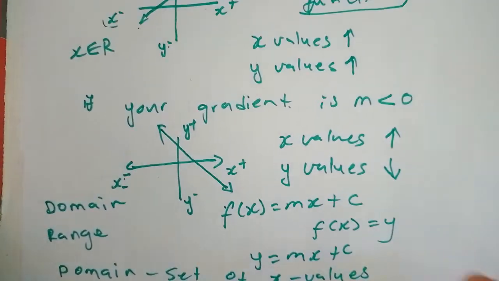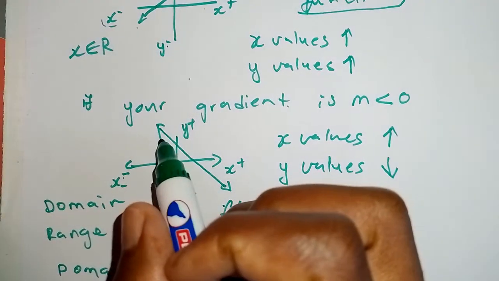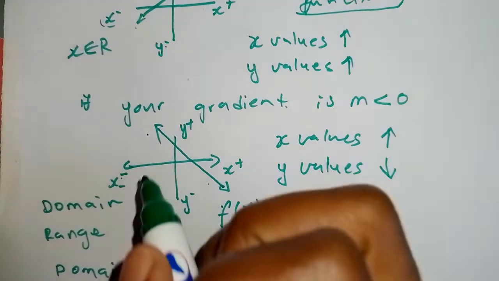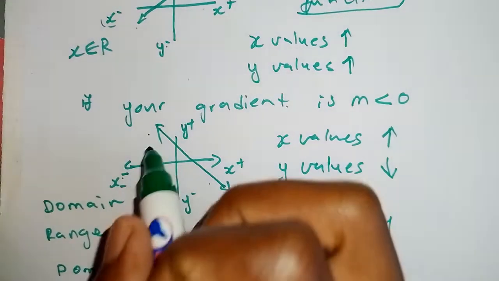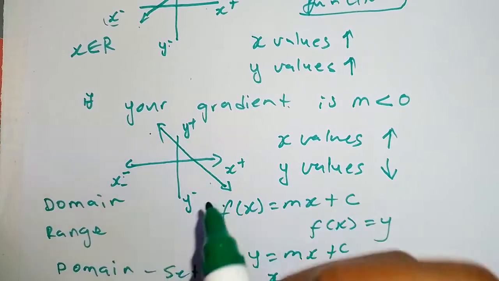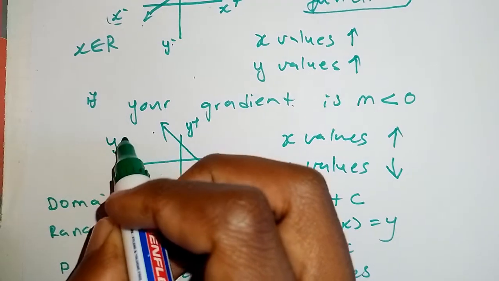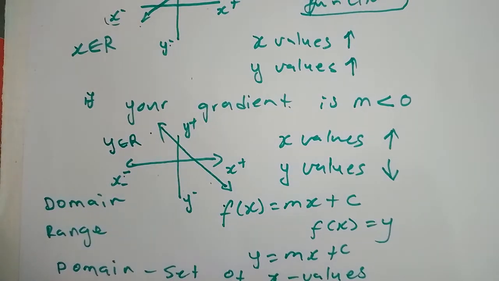Why do I say that? If you can check, my graph lies in between the negative and the positive part of x. My graph lies, not x but y. My graph lies in the negative y and positive y, right? Hence I say y is an element of real numbers, right?